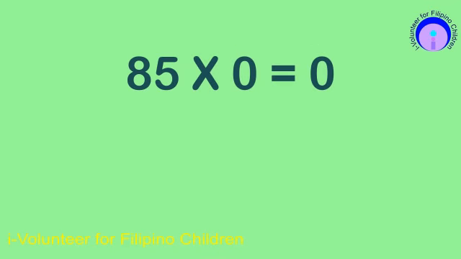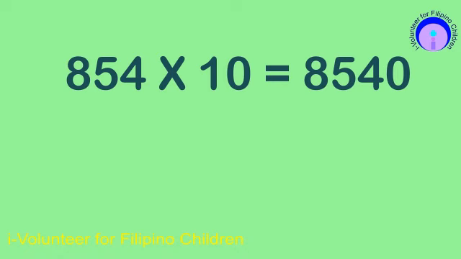88 times 0 is equal to 0. 854 times 10 is equal to 8,540.